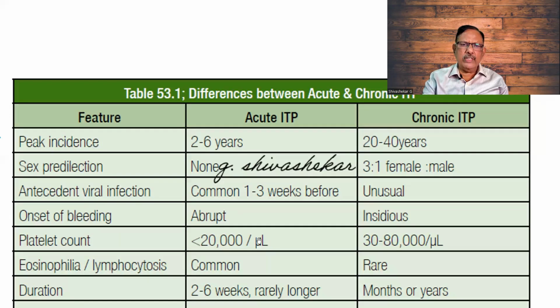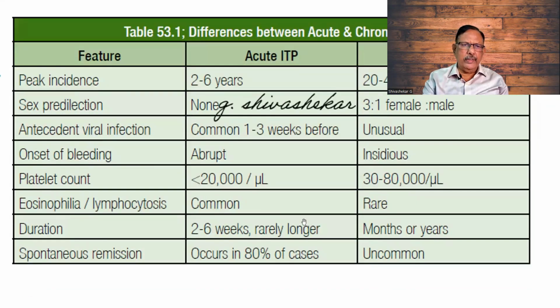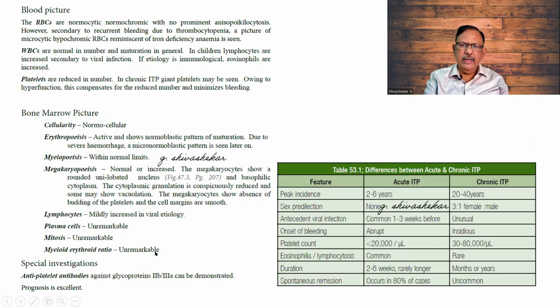Count can be as low as less than 20,000. Here it is 30,000 to 80,000 per microliter. Eosinophilia and lymphocytosis can be common because it is immunological. Duration, self-limited. It can be for a long duration, for months and years. Remission is spontaneous, it is uncommon. Kindly memorize this particular tabular column.